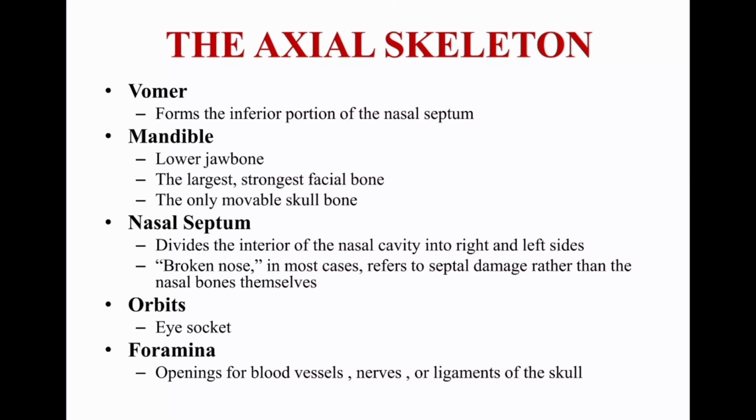Next is foramina, openings for blood vessels, nerves and ligaments of the skull. For the skull, we need nerve supply and blood supply. So the foramina give all these blood vessels, nerves and ligaments supplied through the foramina. So this is about all.